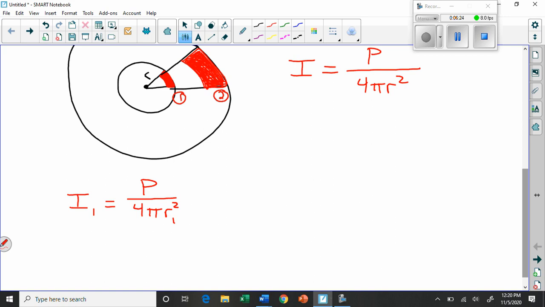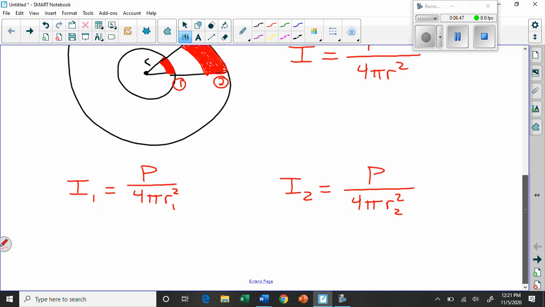Using the first radius. And then the intensity at the other position would be the same power, because it's the same vibration, but it's spread out over a bigger circle, which would have a bigger radius, r2. So we get this, right? Now, if we want to compare and say, well, how much louder is I1 than I2? Is it 5 times louder? Is it 10 times louder?